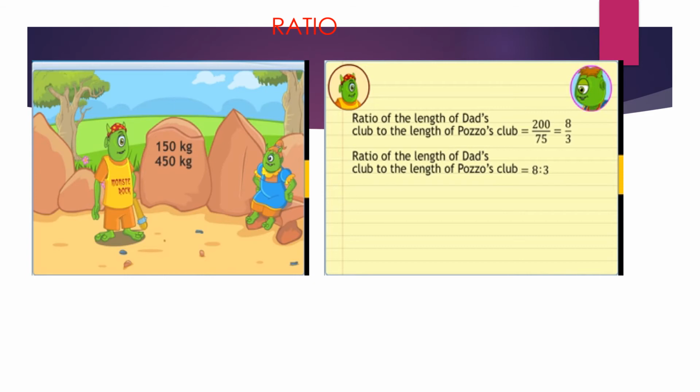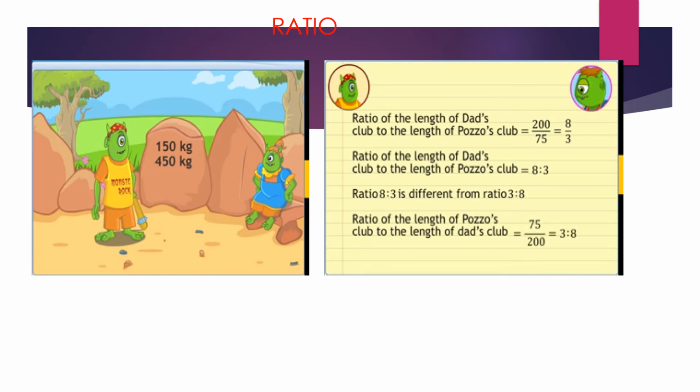Bang on! Remember, Pozo, ratio 8:3 is different from ratio 3:8. Here's how I'll calculate the ratio of length of your club to the length of my club. The answer is 3:8.